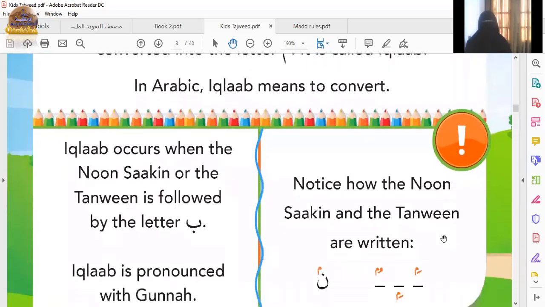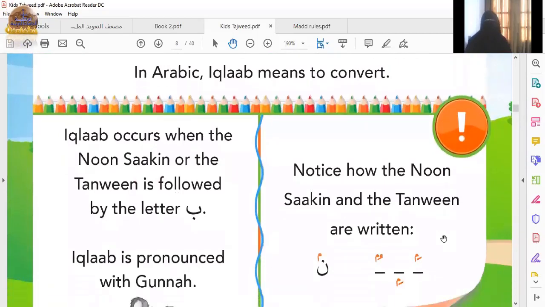And second thing, the Iqlab rule has one letter. This one letter is called Ba. If the Noon Saakinah or Tanween is followed by the letter Ba, then Iqlab is pronounced. And in this Iqlab, we will pronounce it with a Gunnah. We said before that a Gunnah is the nasal sound emitted from the nose, and this nasal sound has two counts in its pronunciation.